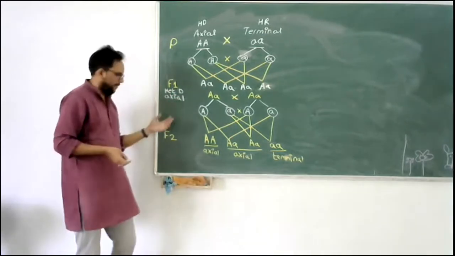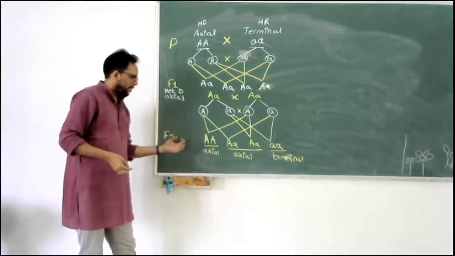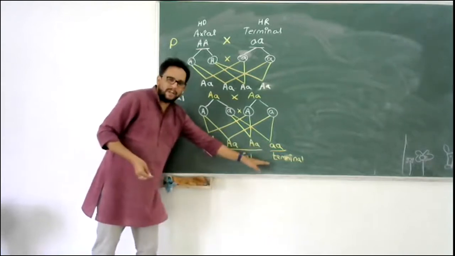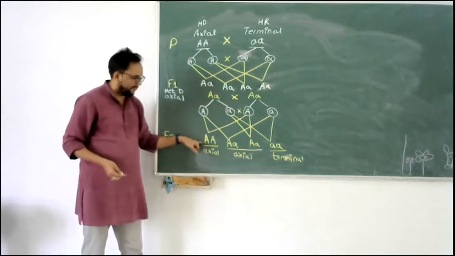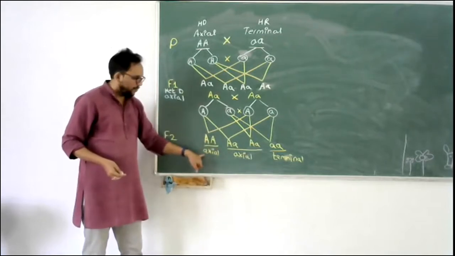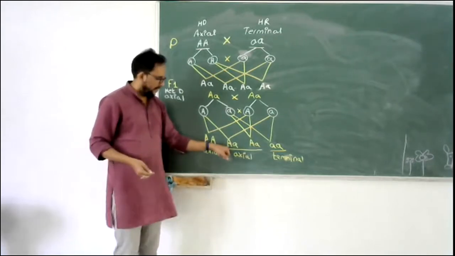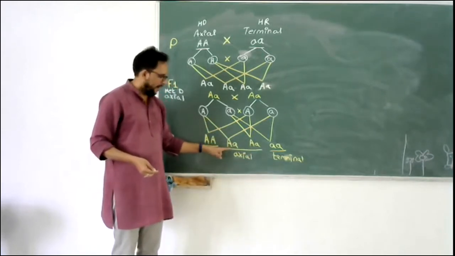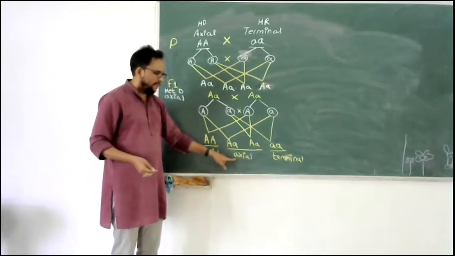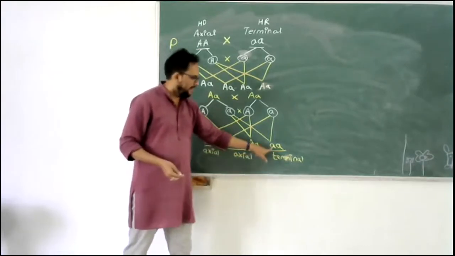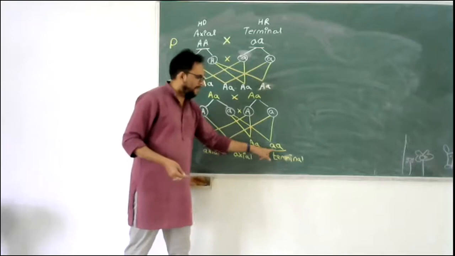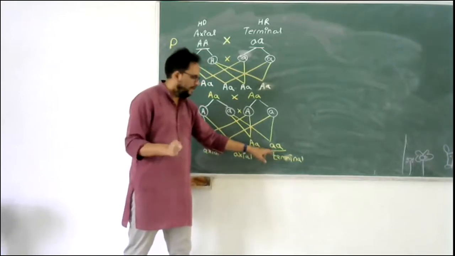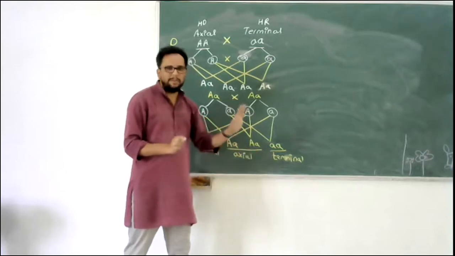That is the phenotype. In the F2 generation, there are different genotypes and different phenotypes. In this case, the genotype is capital A capital A, the phenotype is axial. In both of these cases, the genotype is capital A, small a, that is heterozygous dominant, and the phenotype is axial. In this case, the genotype is small a small a, that is homozygous recessive, and the phenotype is terminal.